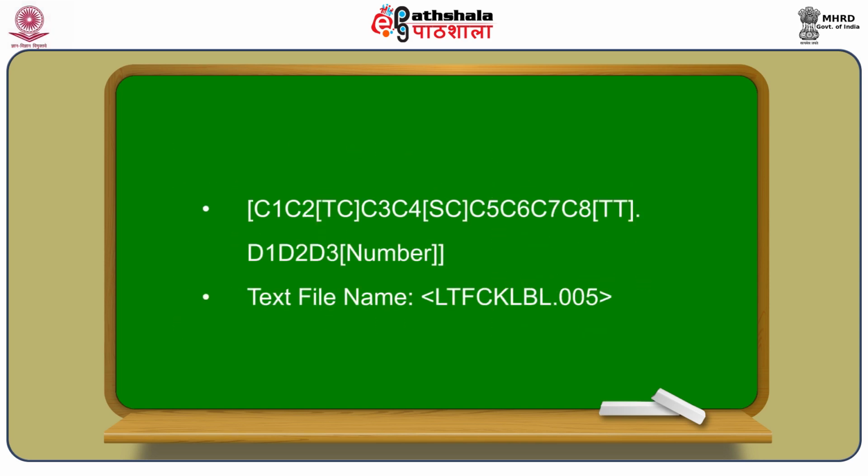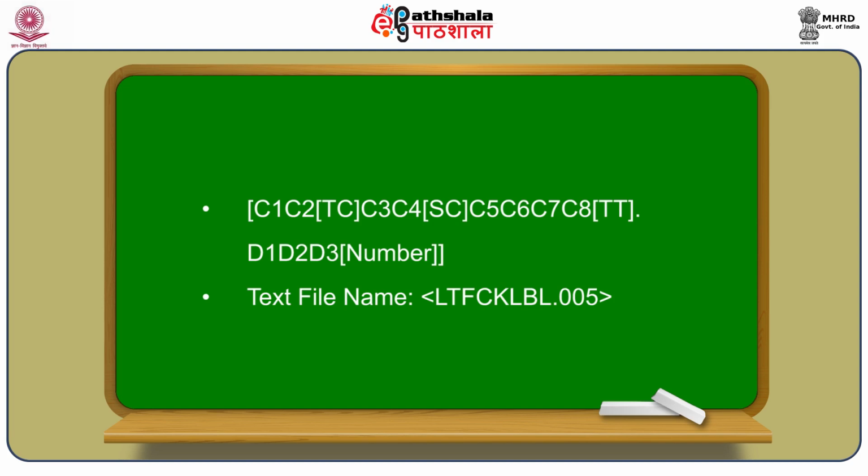If you look at the diagram or the format given here, you can find that we have used an encoding frame of 12 characters, where each character stands for a particular piece of information or annotation. So this is a text file name of documentative annotations, as I have already mentioned, LTFCKLBL.005. If you look at this file name, it is a unique file name.